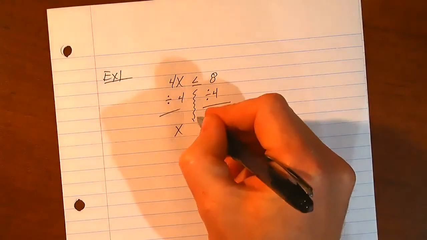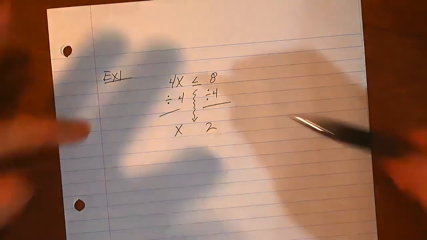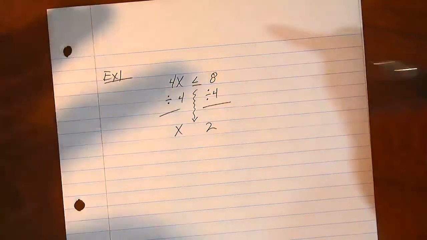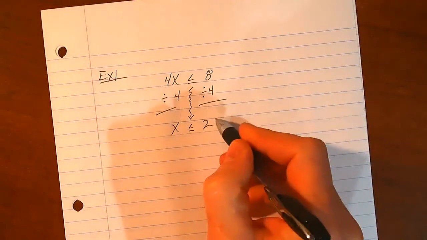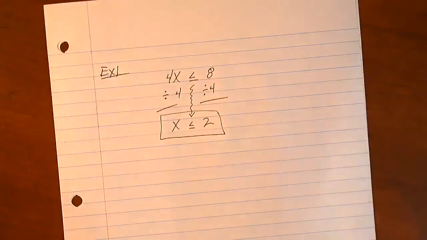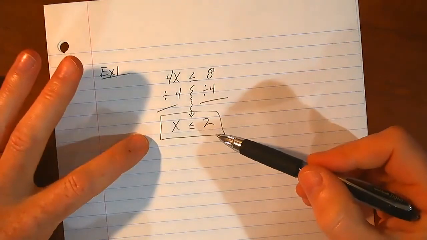I need to ask myself, does the inequality sign need to change or not? In this case, I am dividing, but I'm dividing by a positive. So the sign does not need to change. And this becomes my answer. x is allowed to be any number that's less than or equal to 2. Now that's the answer expressed as an inequality.